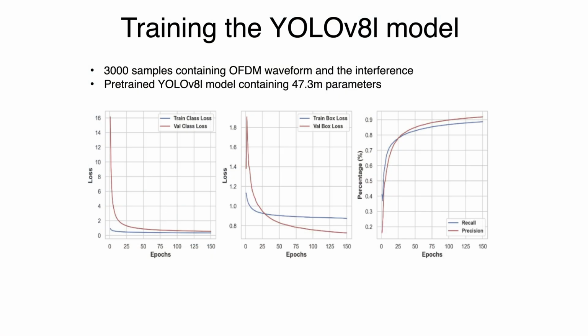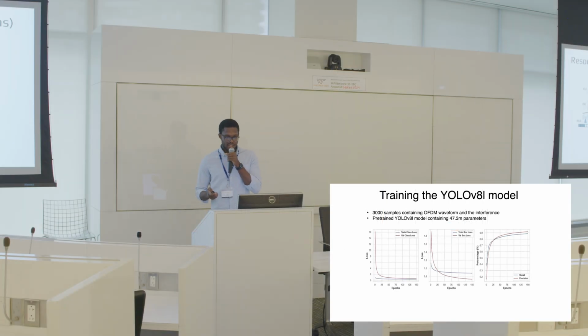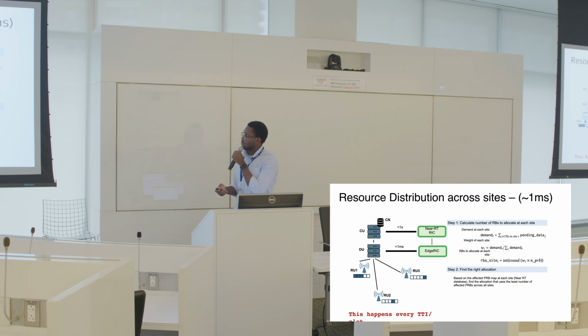Now down to the resource distribution across sites. After the near real-time RIC has successfully detected the PRBs that are being affected by interference, we send that information to the edge RIC, to the database, to be able to make real-time decisions based on this algorithm to distribute the RBs accordingly across different sites. This happens every TTI, so it doesn't interfere with any operation in the RAN.